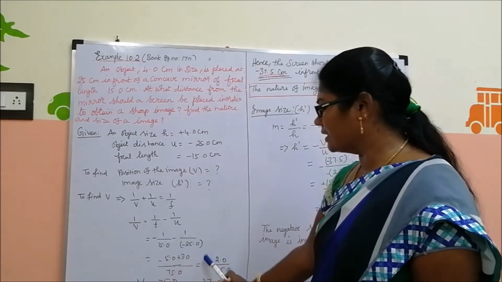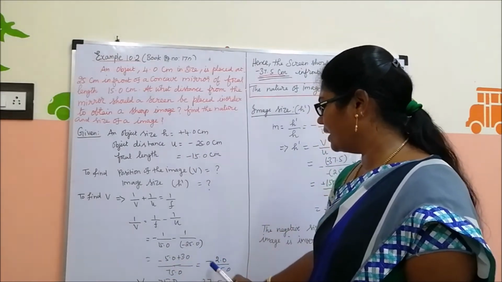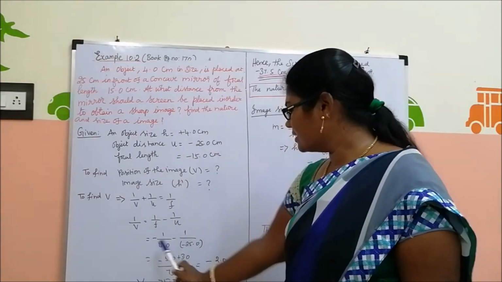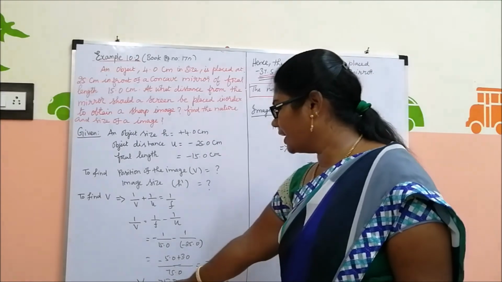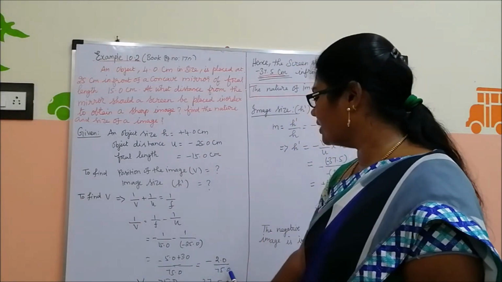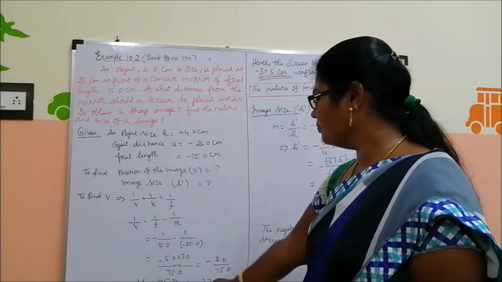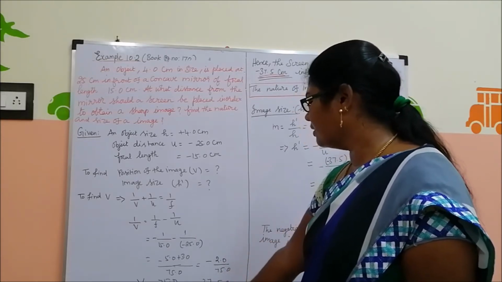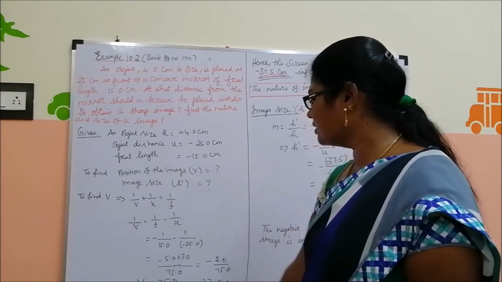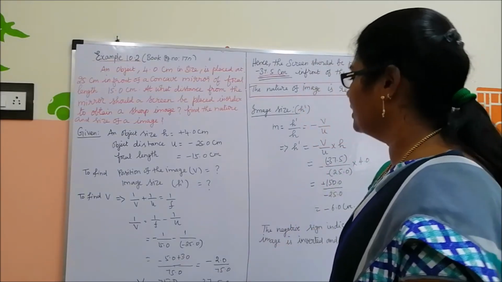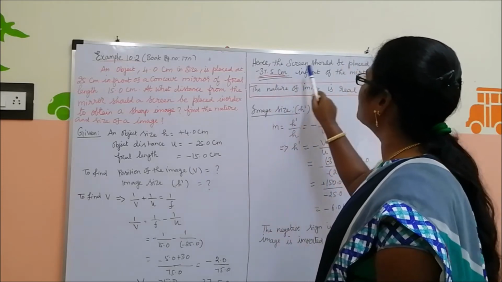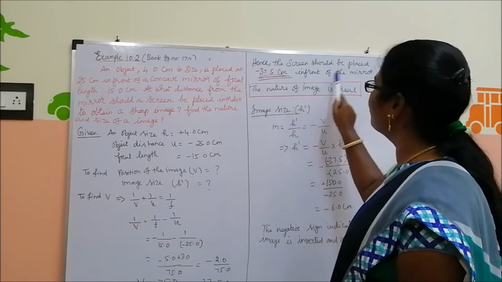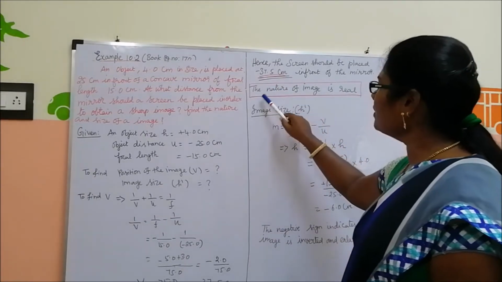I hope you can understand this term, how we get minus 2.0 divided by 75. This is the value of 1 by v. For getting v, we will take the reciprocal value of this term. So 75 centimeter divided by 2 centimeter, then we will get minus 37.5 centimeter. So the screen should be placed minus 37.5 centimeter in front of the mirror.